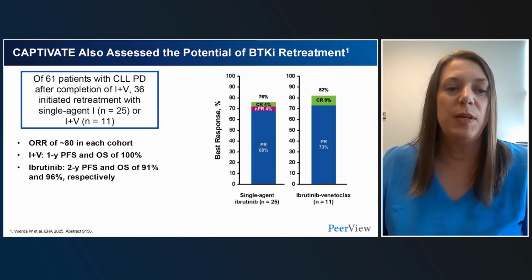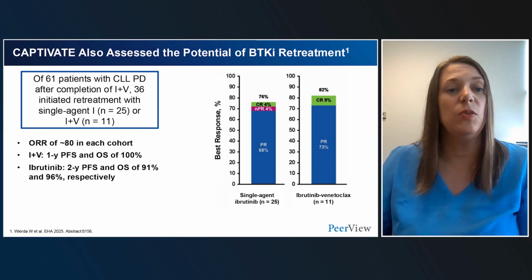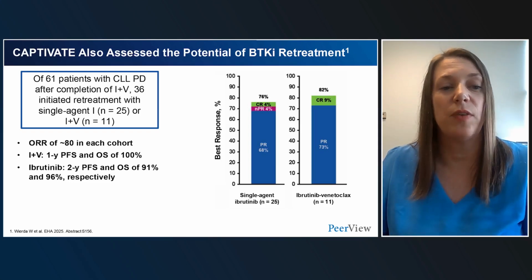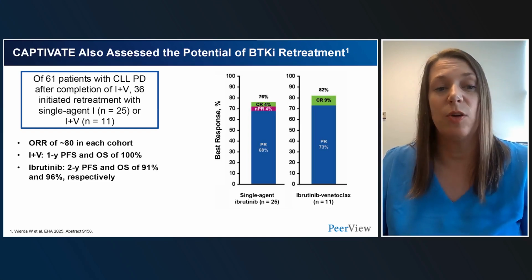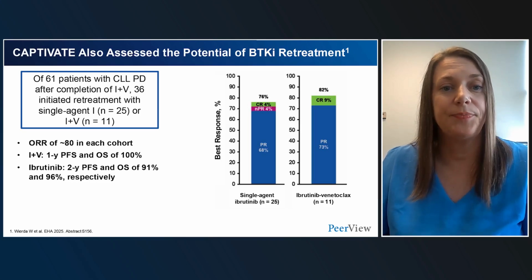And for those patients who went on to get ibrutinib as a single agent given continuously, the 2-year PFS and overall survival was 91% for progression-free survival and 96% for overall survival. So very encouraging results there.